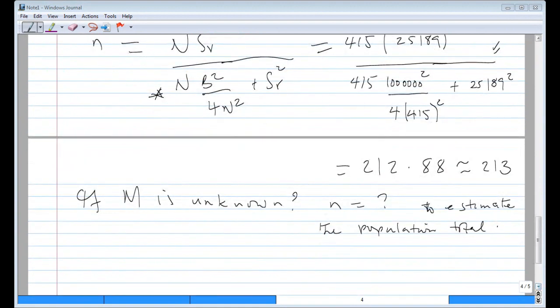Sir, yes. I think we're still going to get the same answer because when estimating the sample size, we are not using M. Okay. Anyone who's having a different idea, or all of you agree with him?